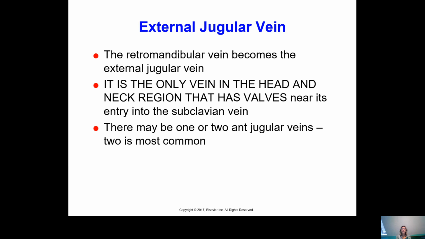The external jugular vein: the retromandibular vein becomes the external jugular vein. It is the only vein in the head and neck region that has valves near its entry into the subclavian vein. There may be one or two anterior jugular veins. Two is the most common.